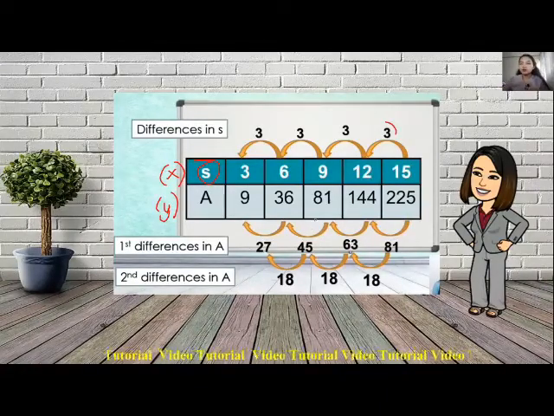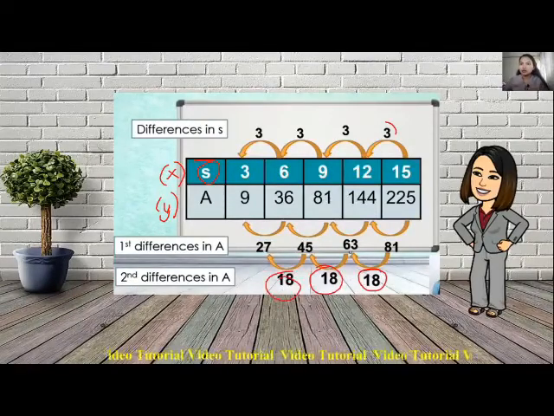so as you can see, on the first try, on the first differences, we have different numbers. But when we try it again on the second differences, we have the same numbers. So 225 minus 144 is 81, 144 minus 81 is 63, 81 minus 36 is 45, 36 minus 9 is 27, and then when we subtract 81 minus 63, it's 18, 63 minus 45 is also 18, 45 minus 27, also 18. So as you can see, on the second differences, we have 18.